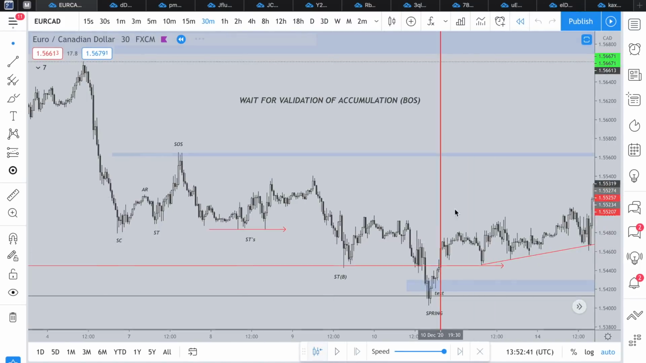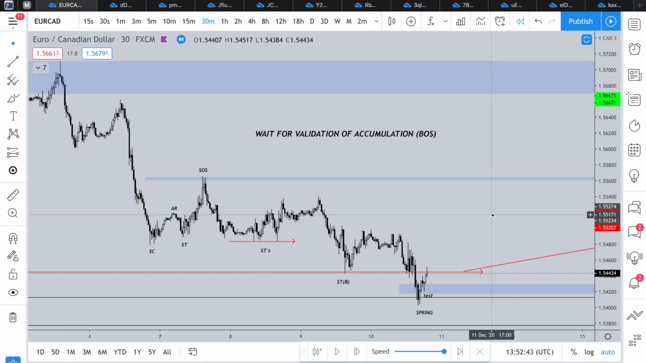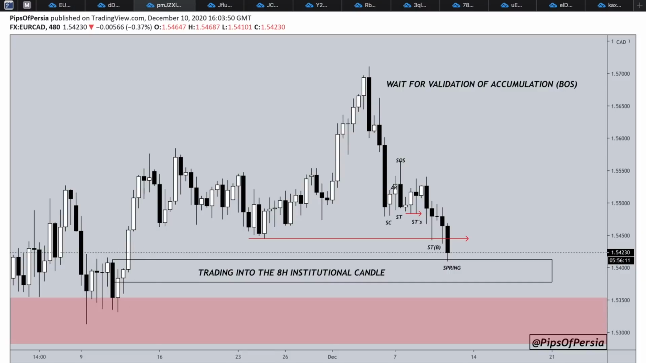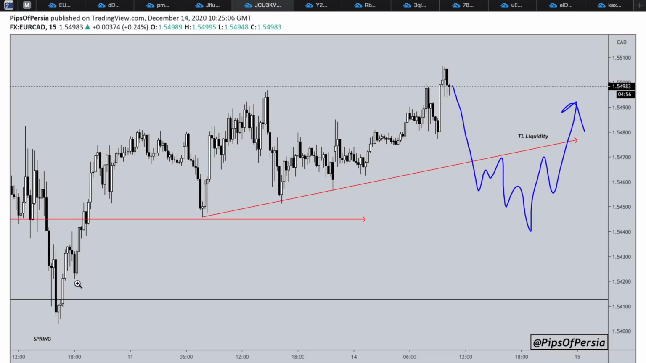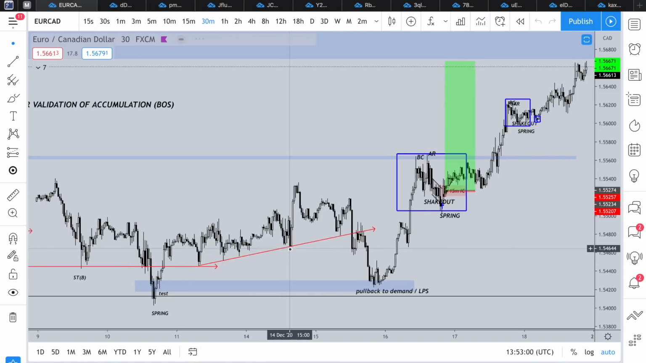But if you were looking at it over here, this is still not confirmed. We still don't know if this is a valid accumulation. Hence why we waited for the validation of that accumulation. So, 8-hour institutional candle, the accumulation, and we waited for the validation of that accumulation, which came into play after we started to break minor structure points to the upside.